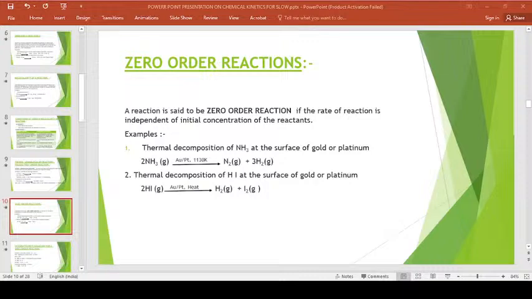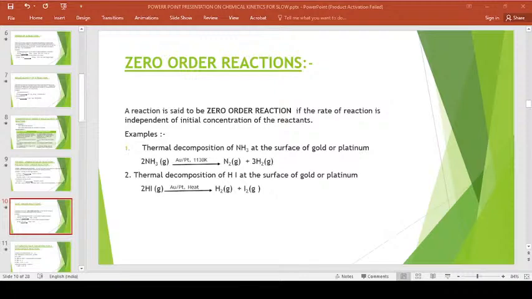Now let us come to examples of first order reactions. Second example is all natural and artificial radioactive decays like radium. As you know, radium is a radioactive substance. This radium dissociates into radon along with helium, which is the alpha ray. For this reaction, rate is equal to K concentration of Ra, meaning the rate depends on the concentration of radium only.